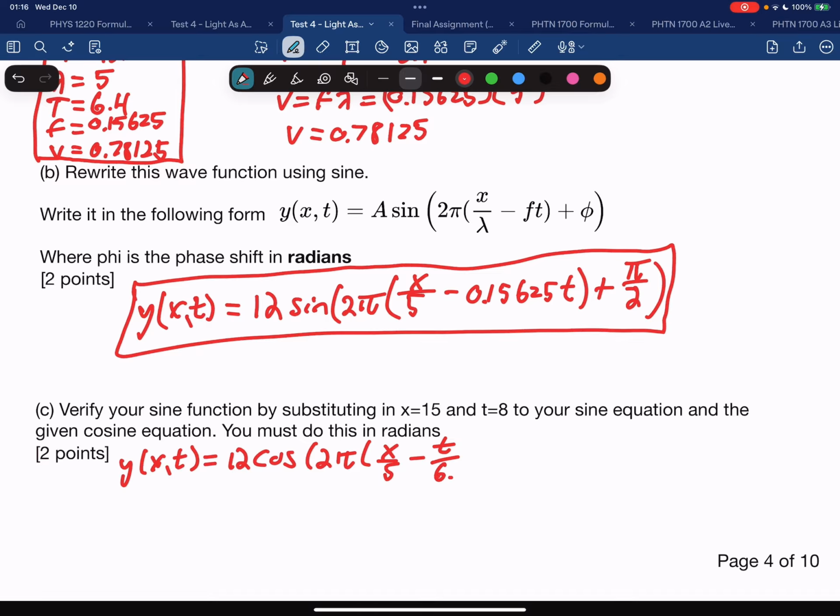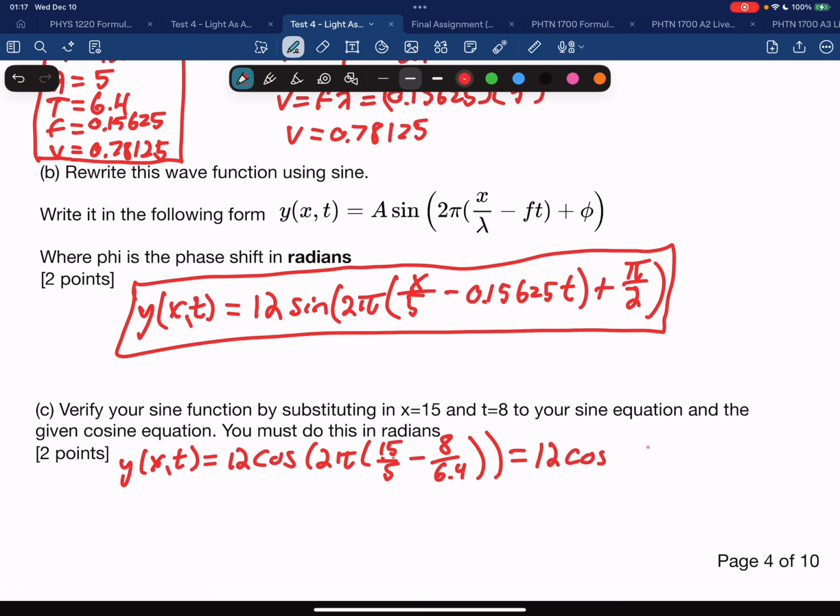I'm just realizing now I wrote x and t. I will go back and fix that right now. X is now 15, t is now 8. Now, plugging this all into your calculator, you should just get 0.